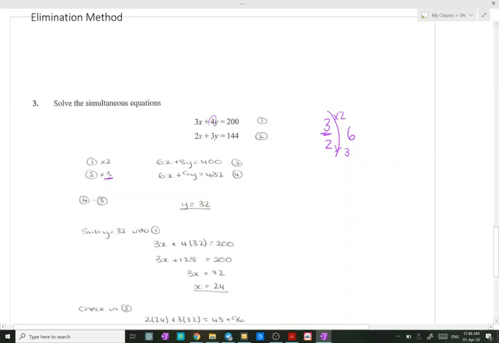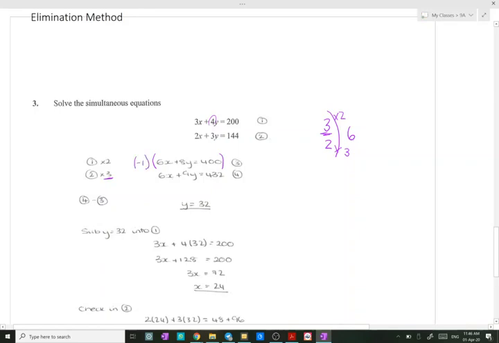144 times 3 is 432. In order to continue now and eliminate, we're going to eliminate the x. So I need to multiply by -1 one of these equations. So I multiply the first equation by -1.